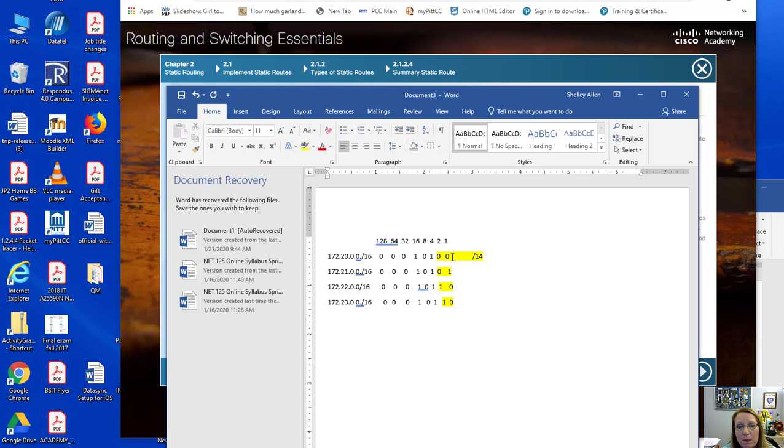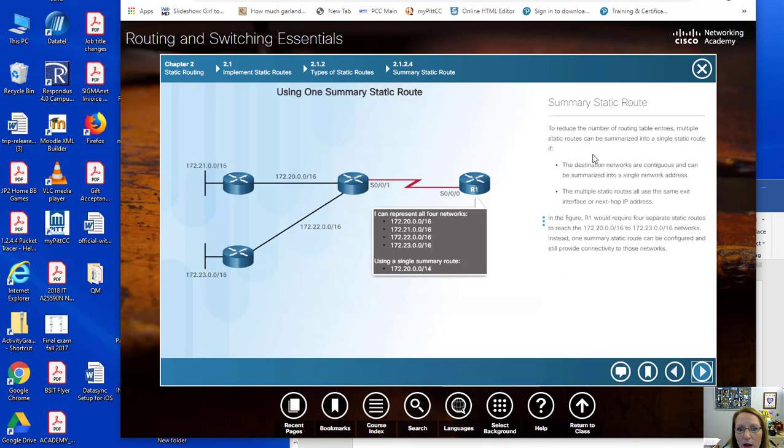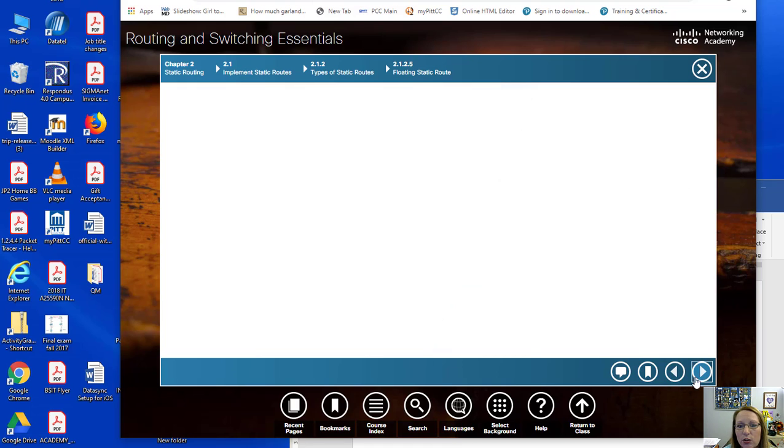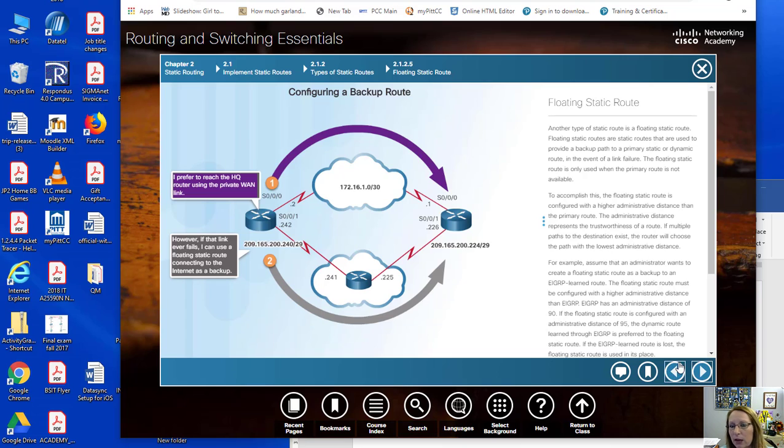So that address of 172.20.0.0, that's where we have the common thread. That is the summarized route. That would summarize all of these routes. You see we have the same thing here, 172.20.0.0, and that's the summary route that you would have when you add that in. So you would do that in your IP route command.